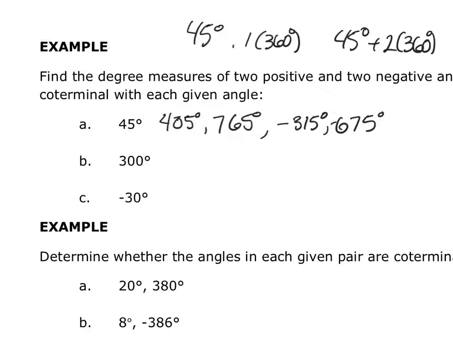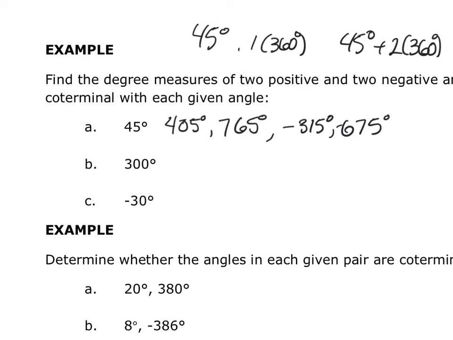Okay, so on the next one, I'm going to do 300. Who would give me my first 2 positives on 300? Yes, what do you have? I have 660 and 1020. That's what happens when you don't charge your pen. You have to use your finger and it doesn't look as pretty. Well, maybe it looks better. I don't know. All right.